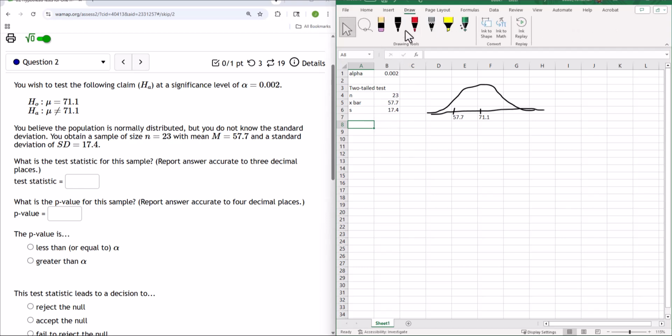I forgot to put in the tail area. This is two-tailed, so we're going to have a tail here, and then it's going to get doubled over here. We don't know what the test score is, but somewhere over here there'll be another one. So because it's two-tailed, we got a little action to do.